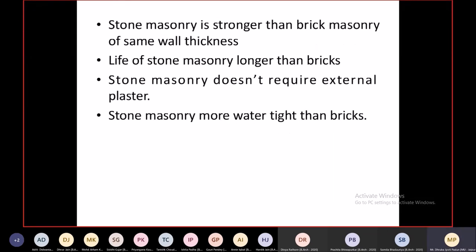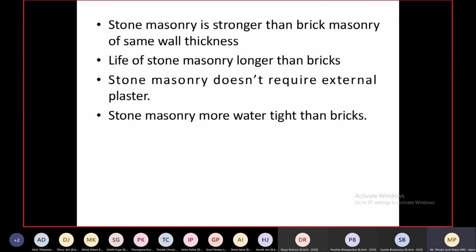Then, stone masonry is stronger than brick masonry of the same wall thickness. It is obvious the stones are stronger than the bricks, so the stone wall is obviously stronger than a wall of bricks. The life of stone masonry is longer than bricks, and stone masonry doesn't require external plaster.